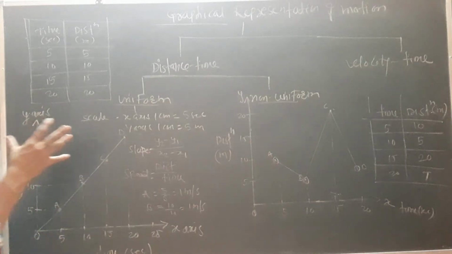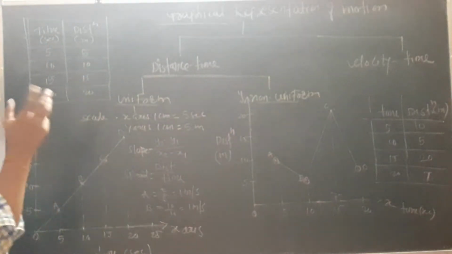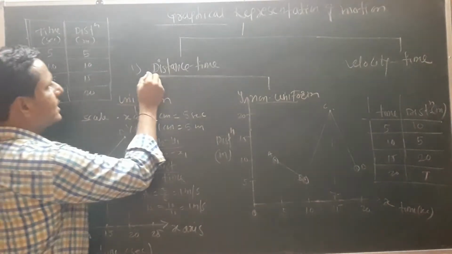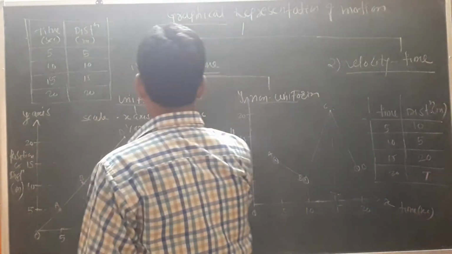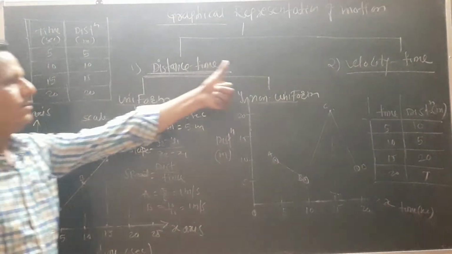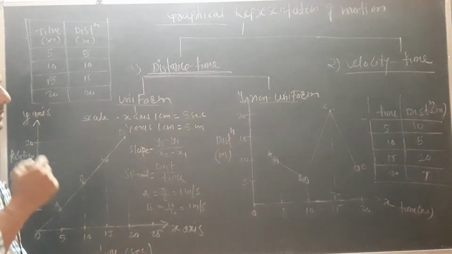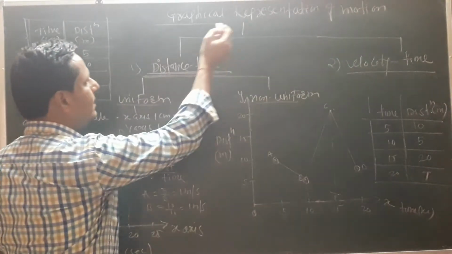So now the same concept of motion, uniform motion and non-uniform motion, we can represent with the help of graphs. For that purpose, we have two kinds of graphs specially. The first one is the distance time graph and the second one is the velocity time graph. As per our syllabus, we are going to learn these two graphs. One more graph is there, the acceleration time graph, which is not a part of our syllabus. But right now, simply the distance time graph.